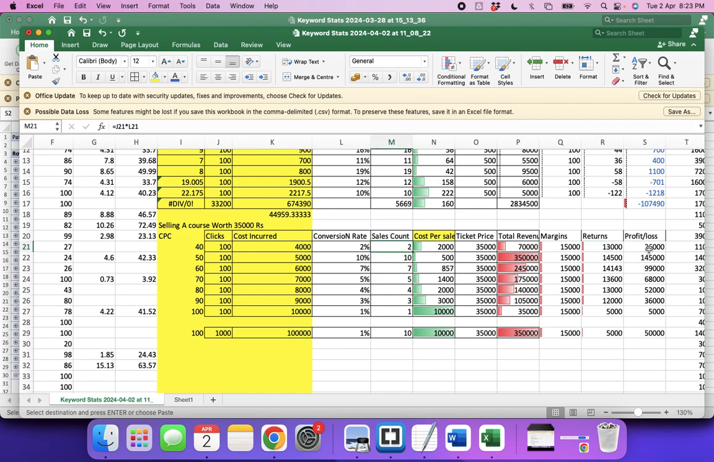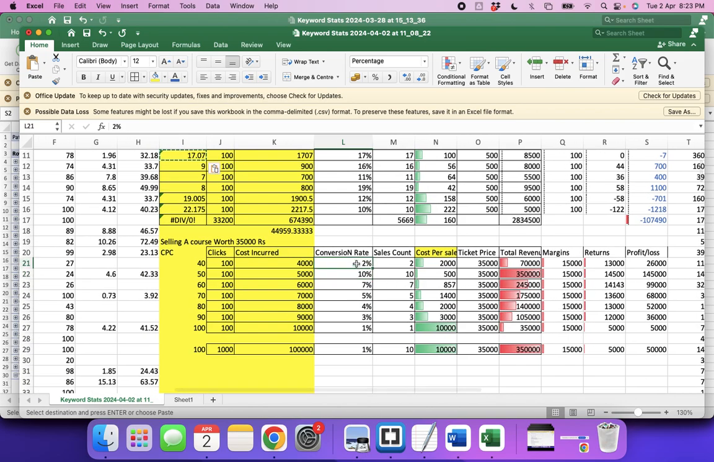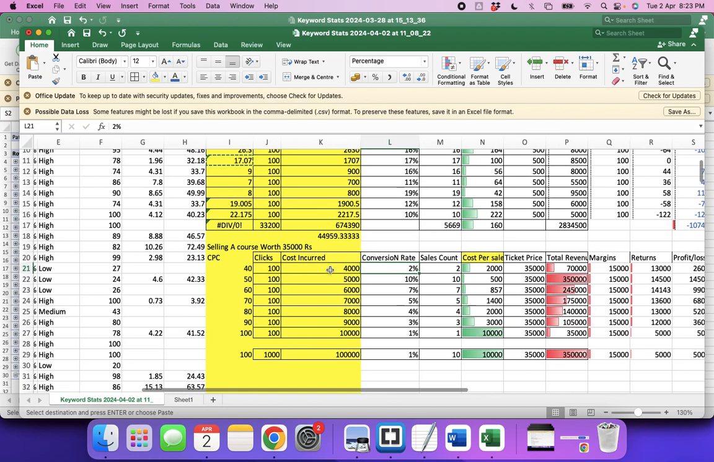13,000 rupees into 2 sales. Correct? 26,000 is the profit made by you. Are you all getting this? Yes, sir. Now your conversion rate is 10%. Look at this, the kind of profits you make here. See, just because why is it 2%? We'll discuss this as well.